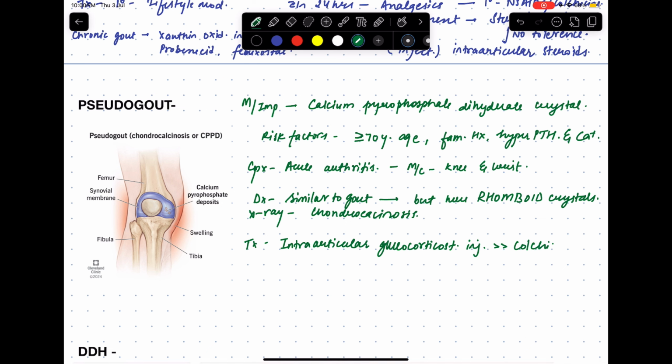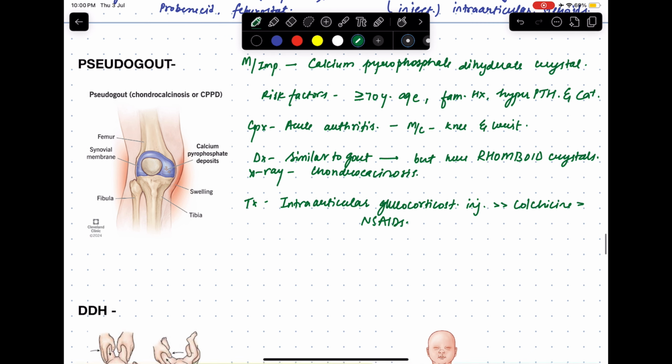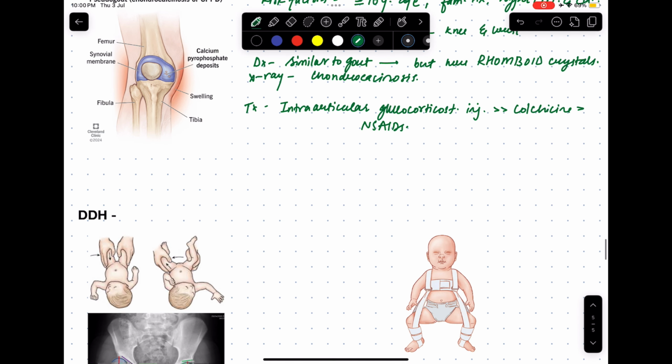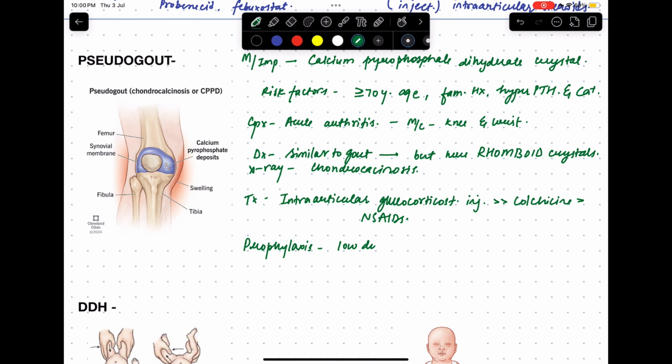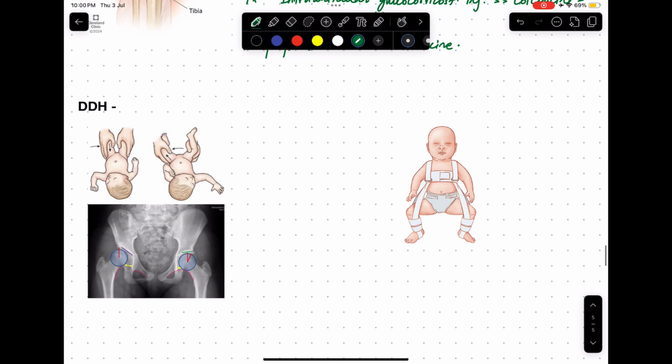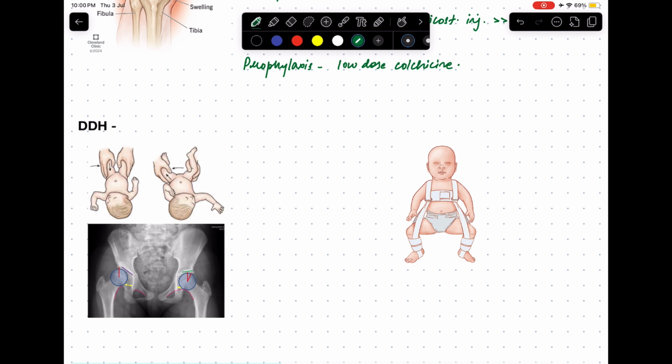But for the prophylaxis of pseudogout, low dose colchicine is important, and you have to remember this because they can ask it like this: what is the medication that is being used for prophylaxis of pseudogout? Then you have to answer low dose colchicine. That's it for pseudogout and gout. Just make sure that you see all the x-rays associated with these two conditions and what positive and negative birefringence looks like.